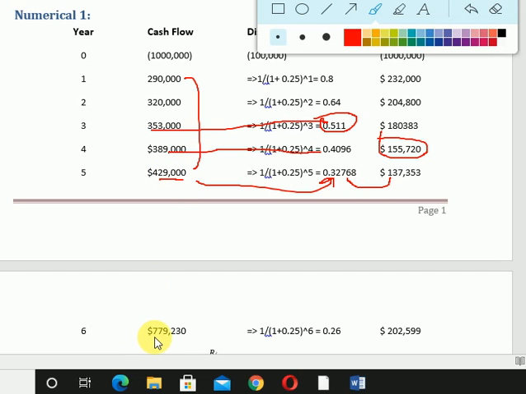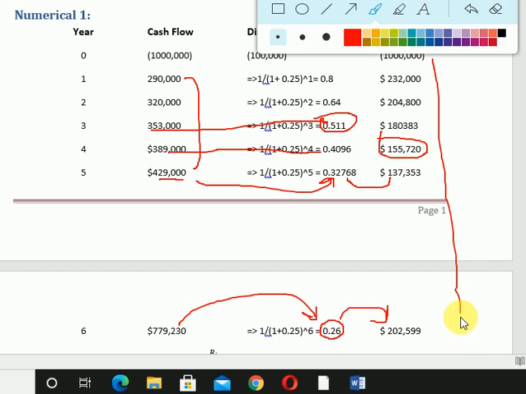In the 6th year we will receive 7,79,230, and when we multiply this by the discounting factor 0.26, that equals 2,02,599. Now we have calculated the present value, and this column is called the present value.